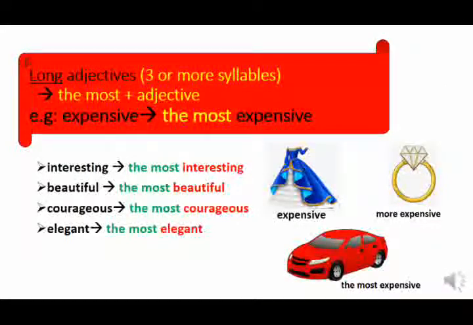Long superlative adjectives consisting of 3 or more syllables have a different rule. The most plus the long adjective. Let's count the number of syllables in the adjective expensive. Expensive. 3 syllables. This means that the adjective is long and the superlative of expensive is the most expensive. This dress is expensive, but the ring is more expensive than the dress. And the car is the most expensive.